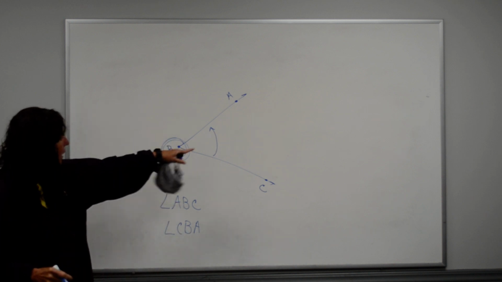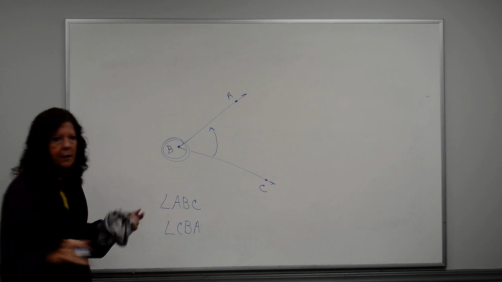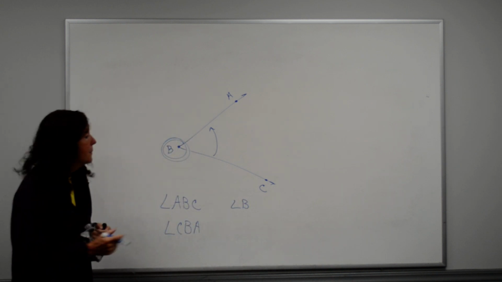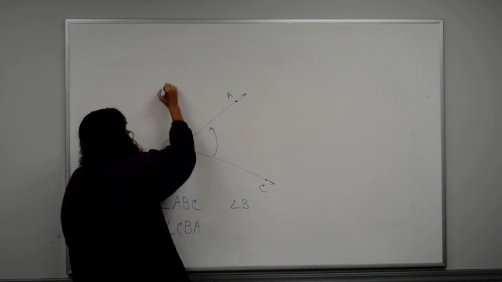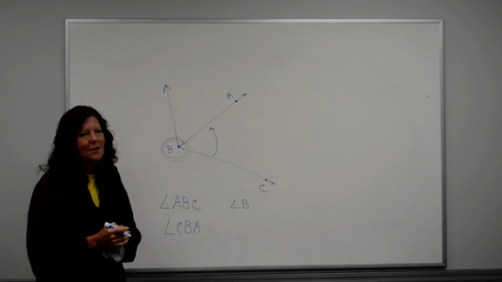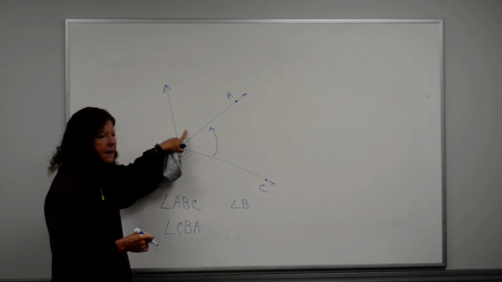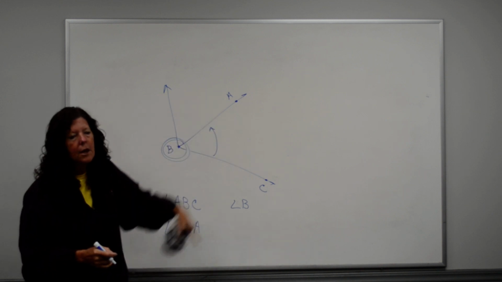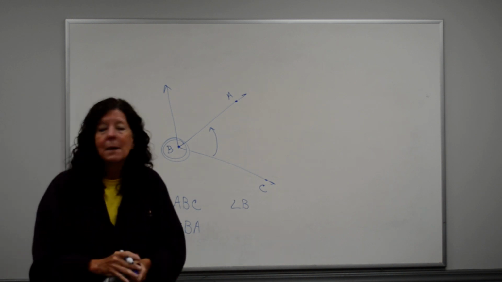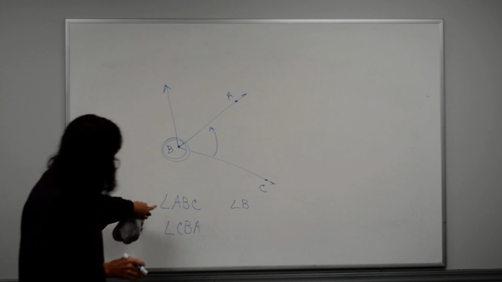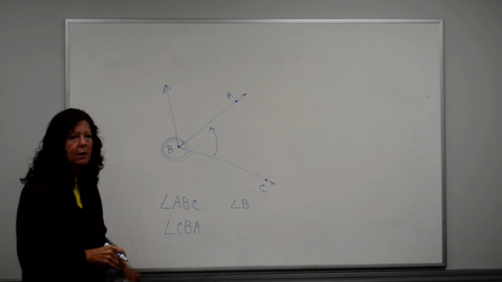Now this particular angle that doesn't have any angles around it could also be called angle B. But if I have another angle right off of it, then I can't do that, because how do I know what B is? Is it that angle? Is it that angle? Is it the whole angle? So if it can't be misunderstood, you can just name it by the vertex. And then you're always going to put the angle sign in front of it.